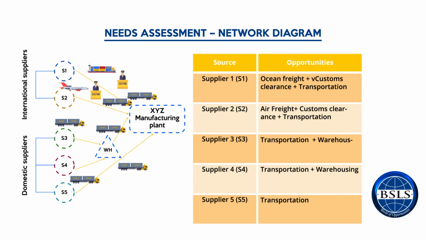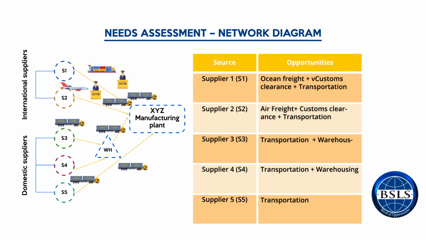From supplier 3, a salesperson can look at transportation and warehousing. Similarly for supplier 4, transportation and warehousing, and from supplier 5, transportation. Therefore, the total number of opportunities that can be identified for the inbound side from the network diagram are 11.